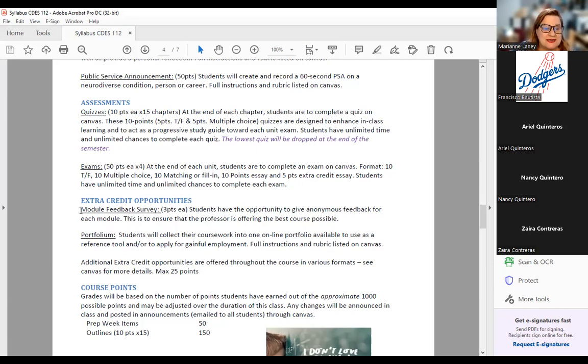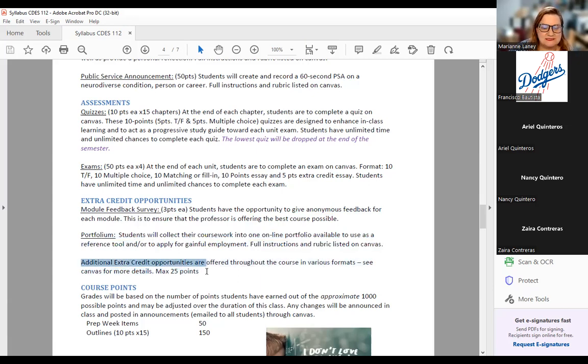Portfolio is extra credit. I do have a module feedback survey. If you want to do it every 3 modules, it's 3 points. It's no big deal. Portfolio again is like LinkedIn. I will roll that out maybe next week. It's 40 points of extra credit, a lot. But like I said, it's like LinkedIn, you don't have to do it. It's just helping you get ready for your future career.